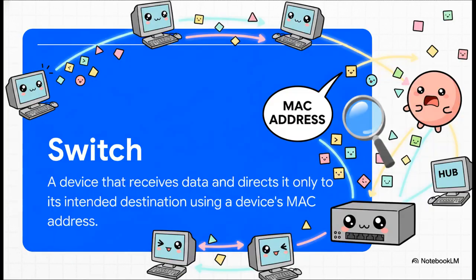See? Easy. Now that little box in the middle, the switch, that's the real magic here. Think of it like a super smart mail sorter. When one computer sends out some data, it goes to the switch first. The switch looks at the special address, it's called a MAC address, kind of like a unique house number for every device, and it sends that data only to the computer it's meant for.